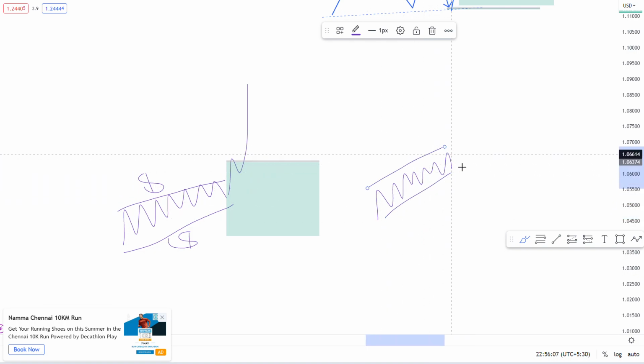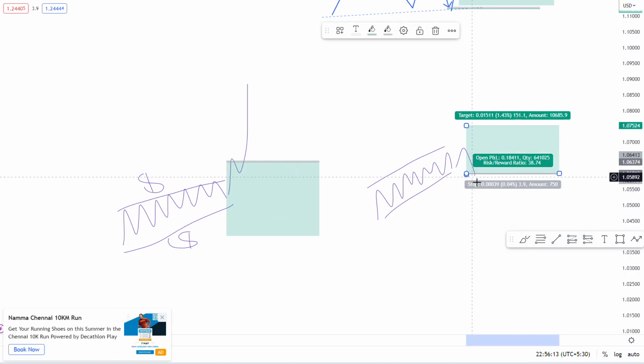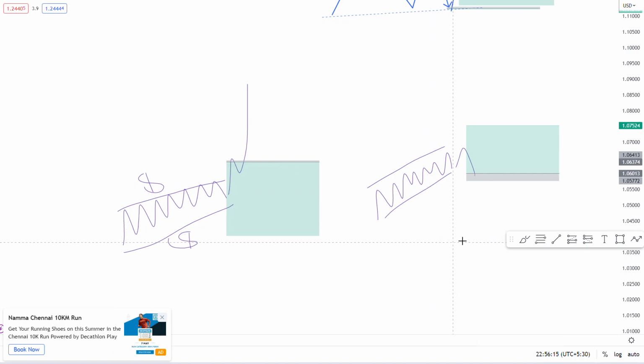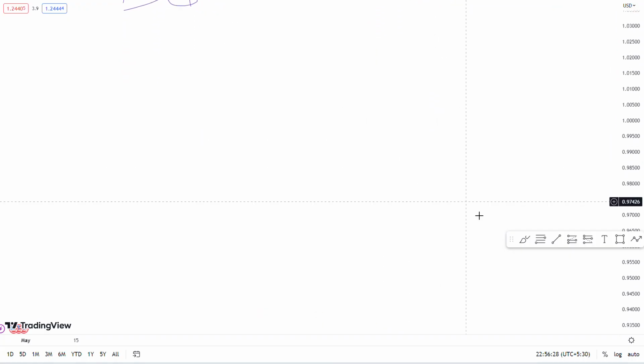with another rising wedge. If sell side liquidity is taken, we take buys here. This is how we trade. This is how we get the highest probable setups and highest risk reward setups. You should always be good at identifying the liquidity. If no liquidity is taken, there will be no trade for me. And another setup.